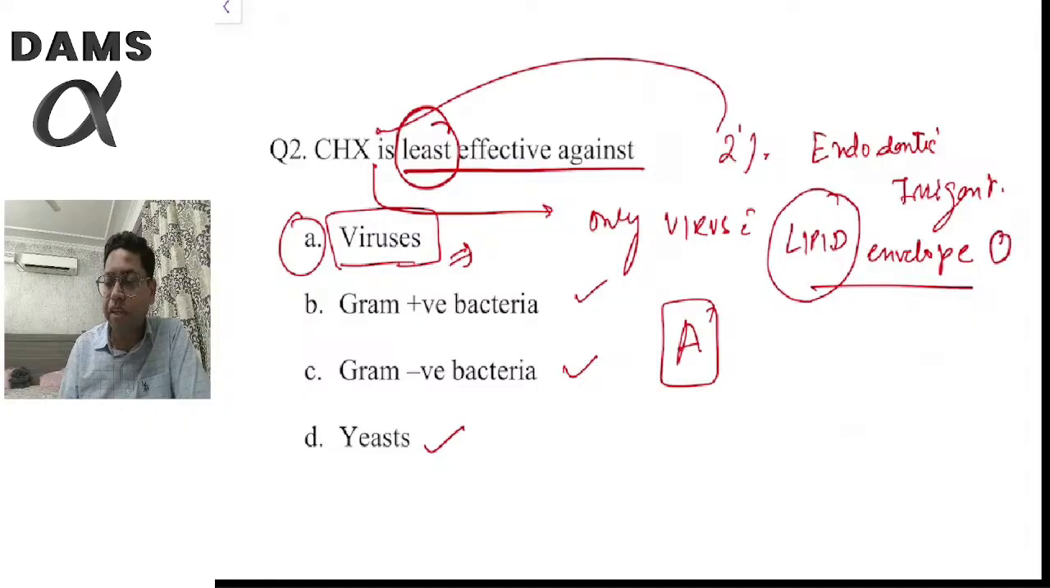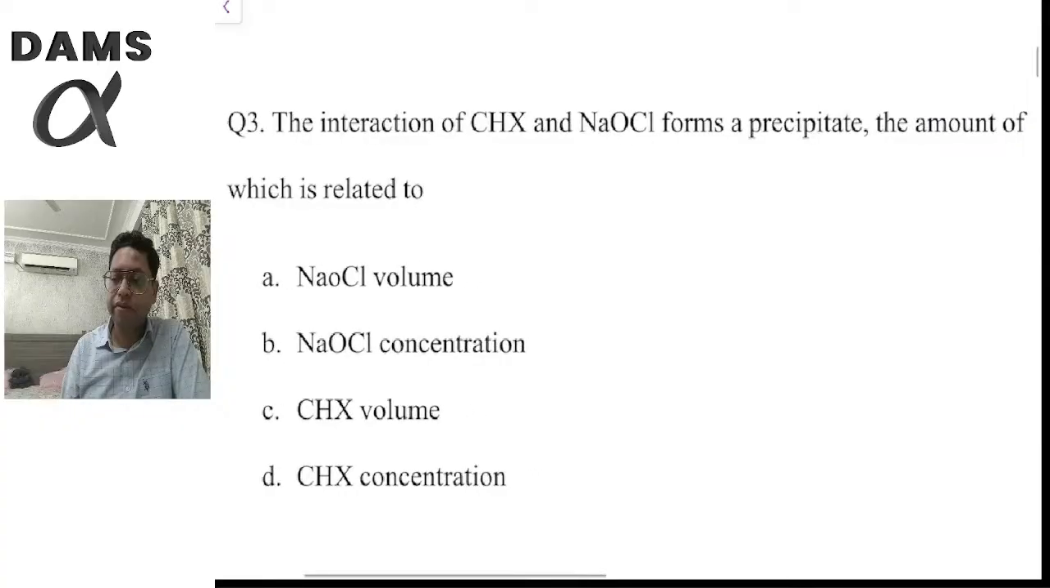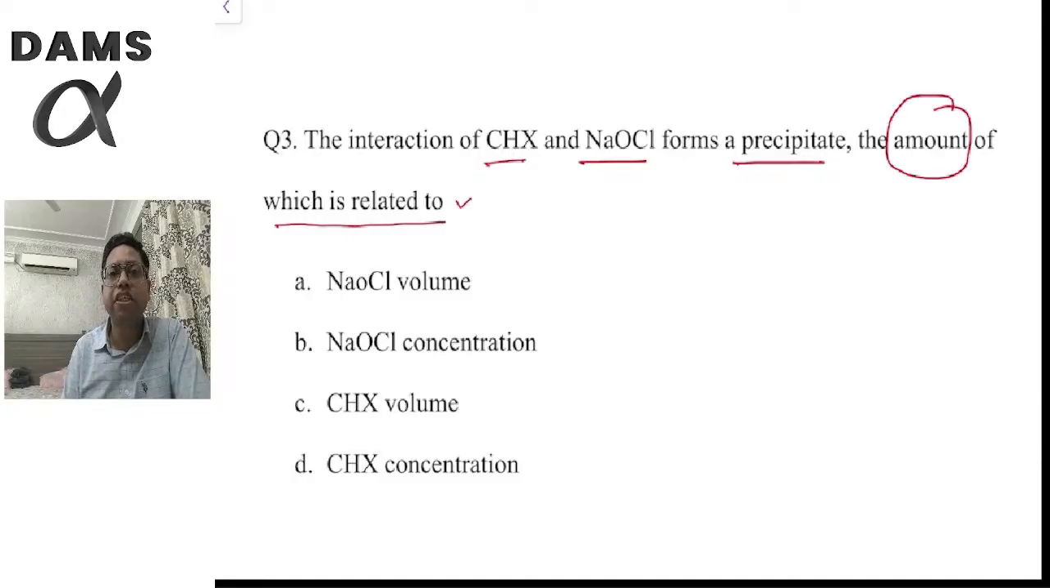Another set of question could be, what type of viruses are effectively neutralized or killed with chlorhexidine? Answer would be viruses with a lipid envelope. Coming over to question number 3. The interaction of chlorhexidine and sodium hypochlorite forms a precipitate, the amount of which is related to how much of the precipitate would be formed by the interaction.